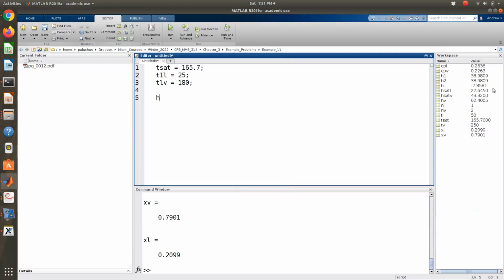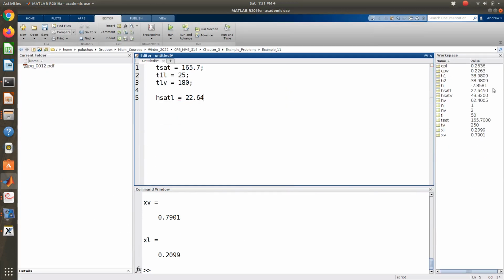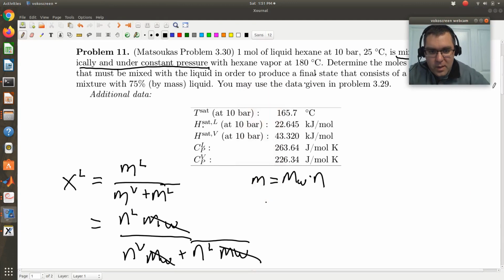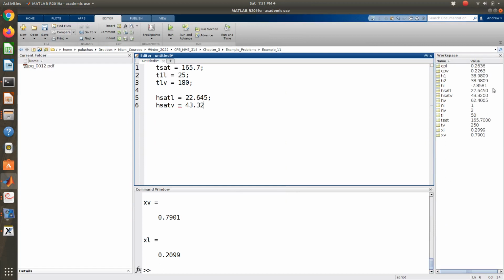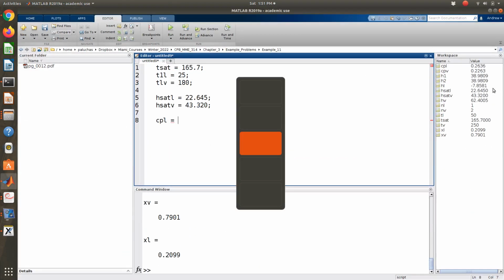So let's get HSAT liquid, and that is 22.645. Let's get HSAT vapor. That is going to be 43.4320. Let's get CP liquid. That's going to be 263.